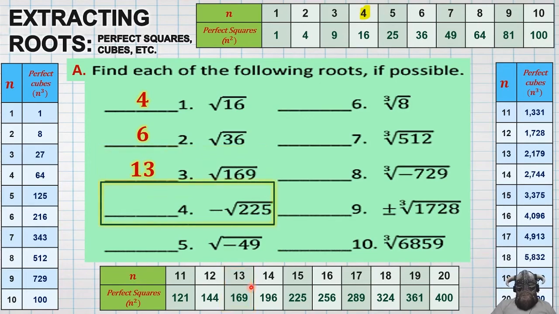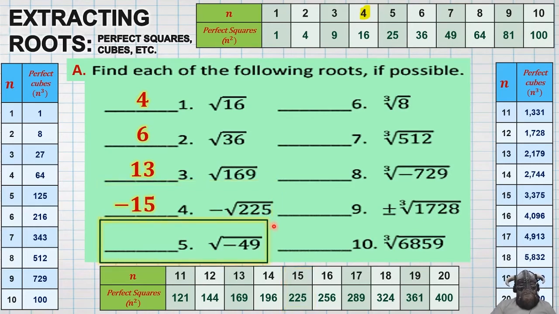Number 4. Negative square root of 225. So, ano yung number na yun? Pag in-square natin, ang sagot ay 225. Tignan natin. So, that will be, ito sa table natin, that's 15. So, lagyan nyo lang ng negative kasi may negative dyan. So, the answer will be negative 15. Next, square root of negative 49. So, ang index natin dito would be 2 because this one is a square root. And according to our rule, if the index is even, the square root of negative number will be not real. Yan. So, the answer will be not real.